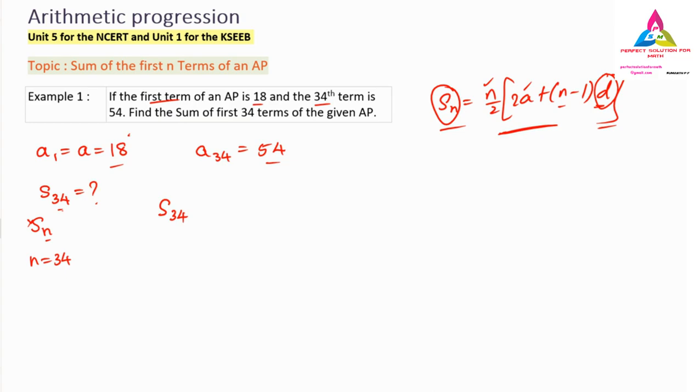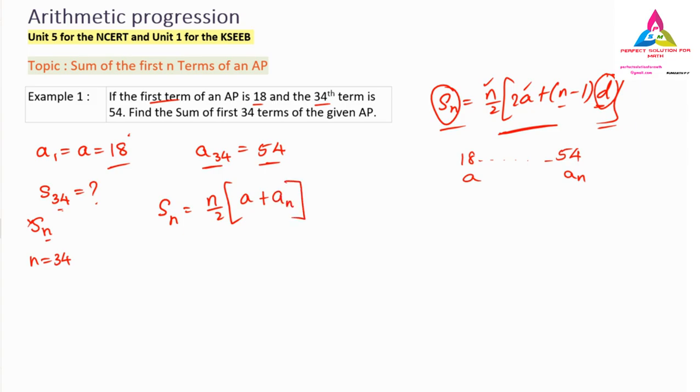Which is that formula? That is nothing but Sn equals n by 2 into the first term plus the last term, because they have told you to find S34 and a34 is the last term. We know that the first term is 18 and the last term is 54. So we know the a value and the an value also. First and last term we know, so we can write down that one more formula: Sn is equal to n by 2 into a plus an.